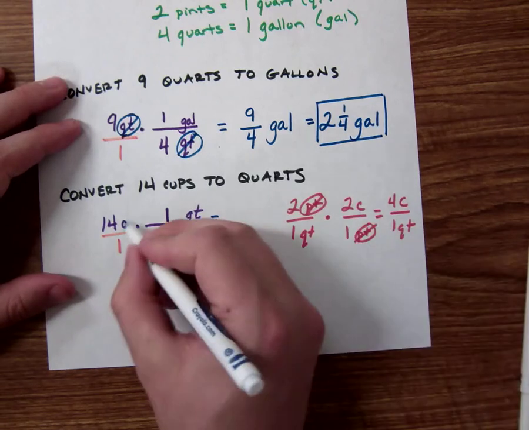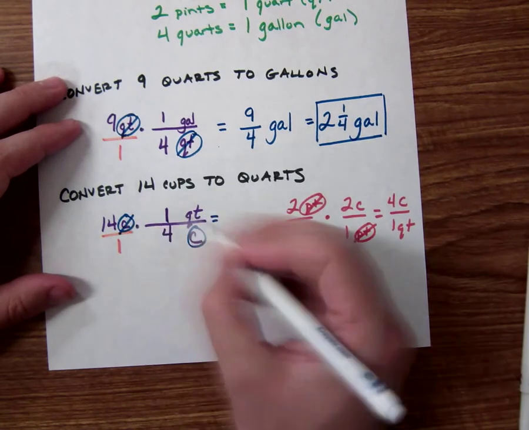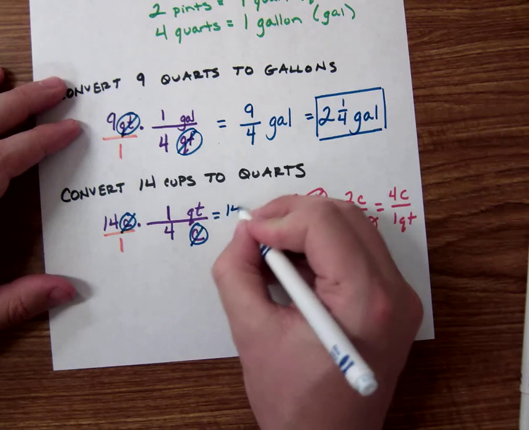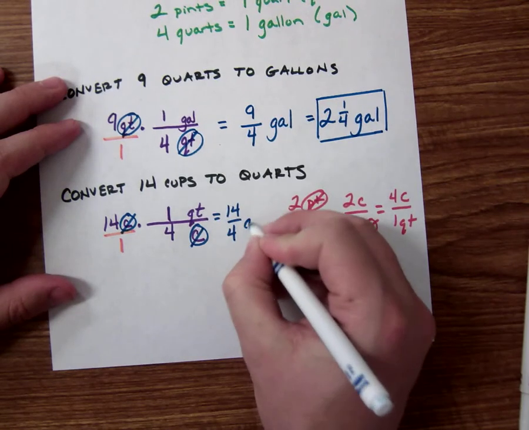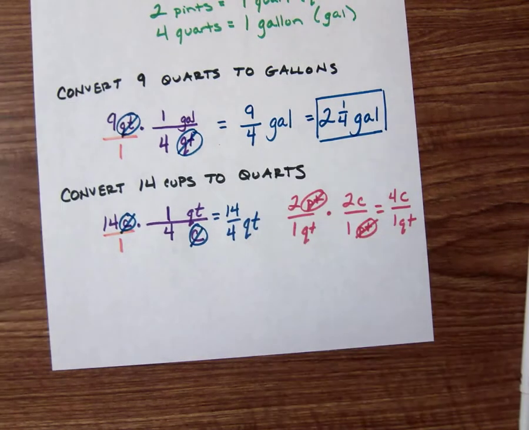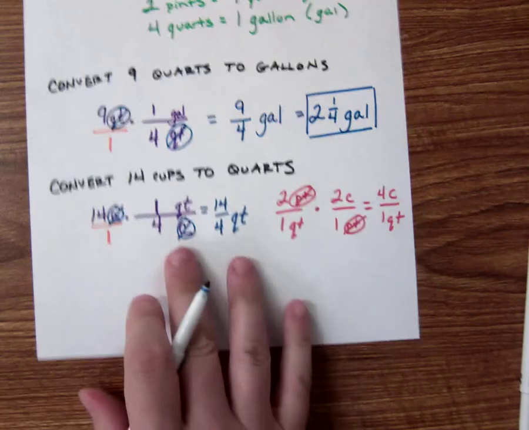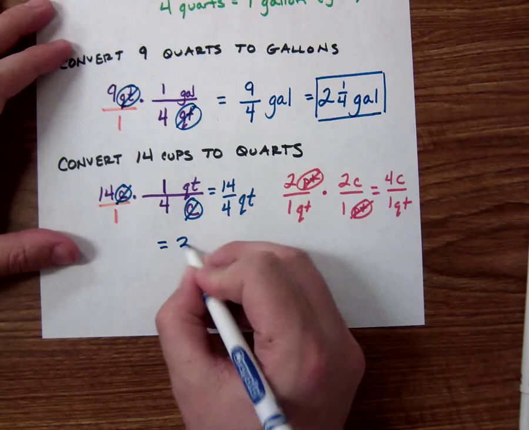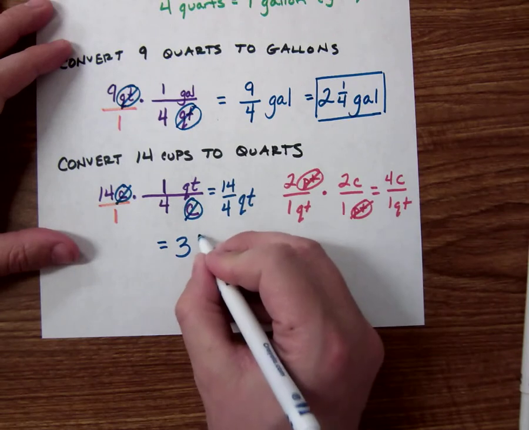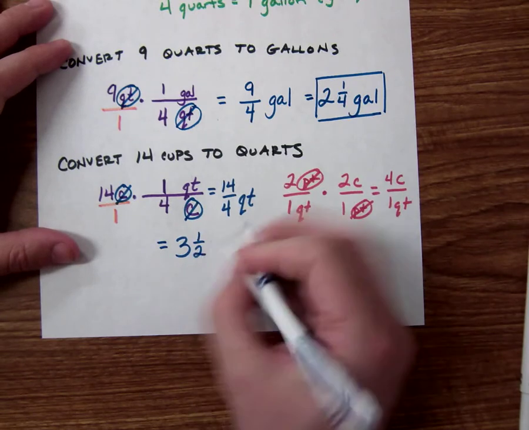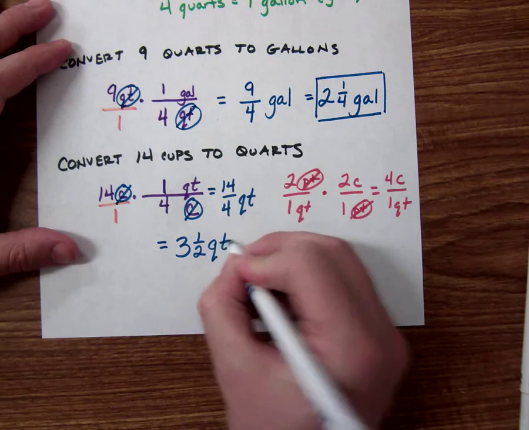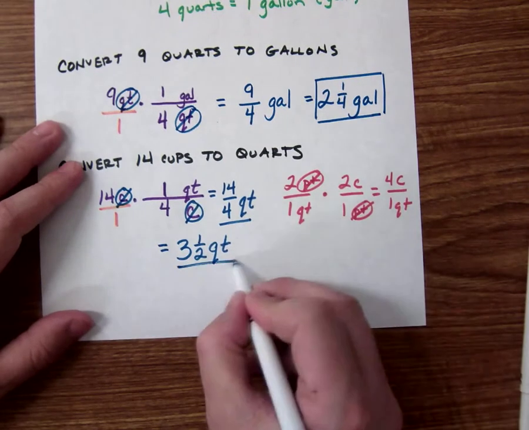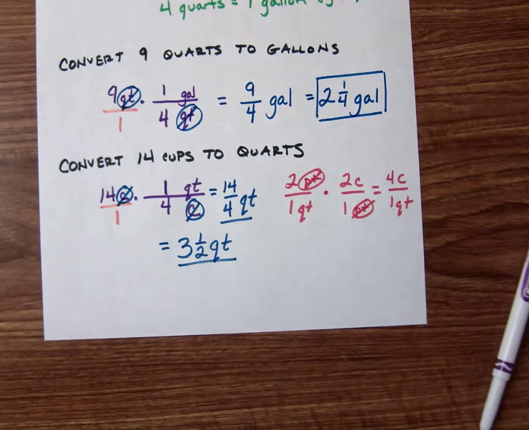Okay, so let's cancel the cups. And I get 14/4 quarts. 14/4 quarts is totally fine, or you can go ahead and convert that into a mixed number. It's 3 2/4, or 3 1/2 quarts. I like both of those answers. Either one of those is fine. Pick your favorite.